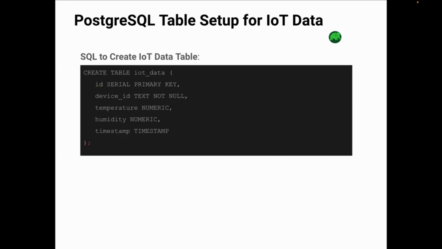Let's outline our table. We are naming it IoT data and it's structured to store key details from IoT sensors: the device ID, the temperature, the humidity, and timestamp. Additionally, we will create an ID column to uniquely identify each entry.